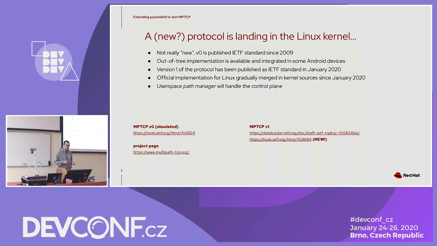What is new here is the protocol version, which is very new. The RFC has been published a few weeks ago. So there is version 1, and it's an IETF standard. And what's new is, of course, the official implementation for the Linux kernel, which is going to be merged gradually in the next weeks. Then what will become the next development will be the userspace path manager, which will handle the control plane, and maybe something to do the flow scheduling in the correct way.